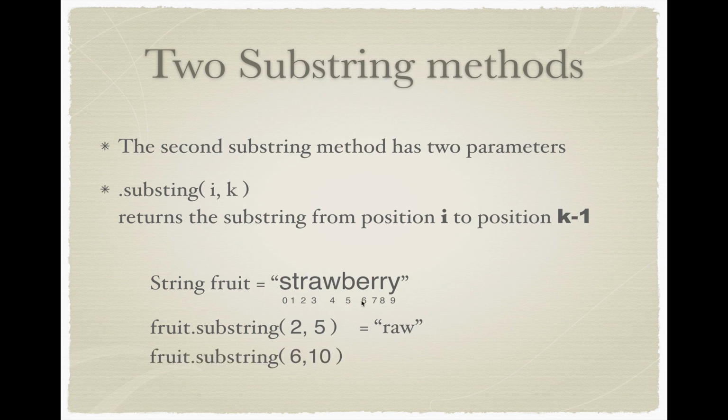And from 6 to 10, this is why we need to go 1 less, because we have to account for the last character there. So if I go from 6 to 10, 10 is non-existing, but it subtracts 1 and goes here, so I'd get airy.